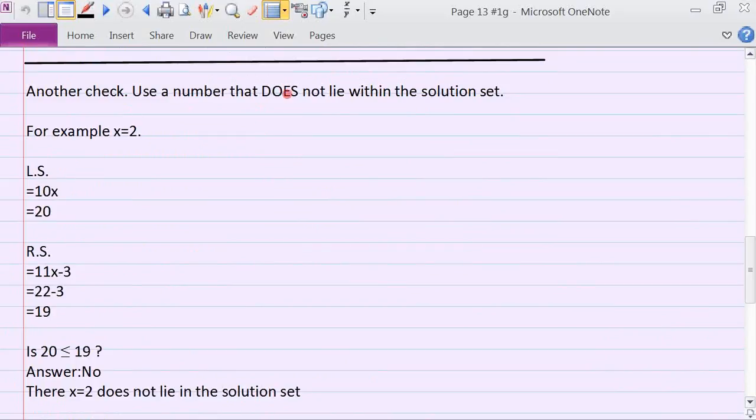Let's use a number that does not lie within the solution set to verify that we've got the right answer. For example, we know that x equals 2.